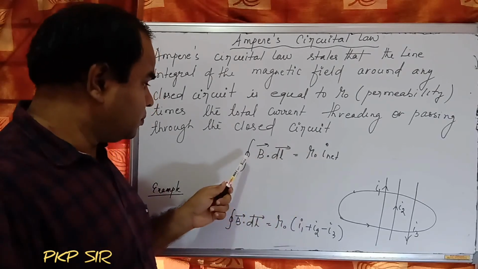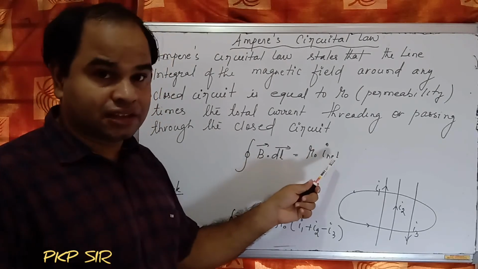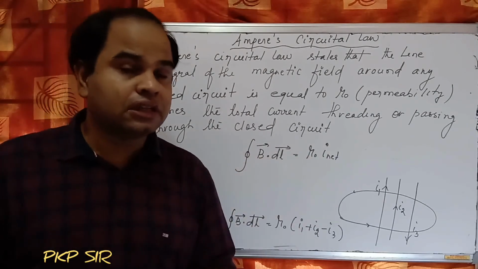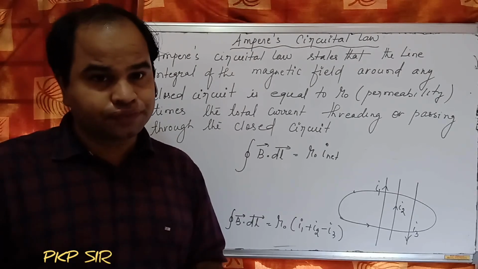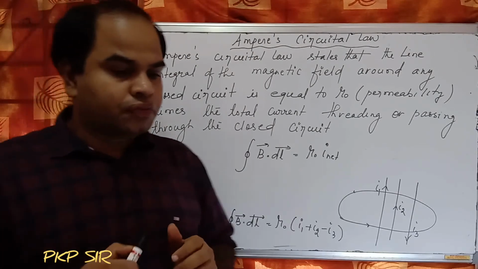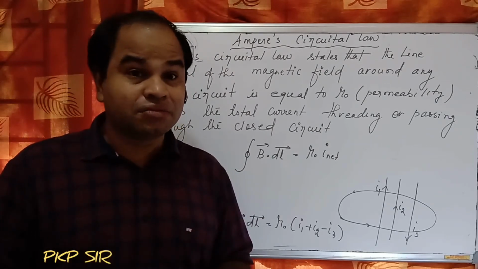Again, the integration of B dot dl is equal to mu naught I net. I net is the total current that is passing through the closed line or closed circuit. Okay? For this Ampere's circuital law, we will take some assumptions.